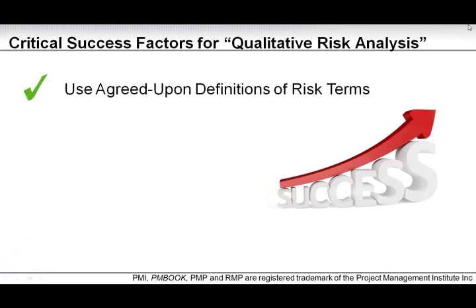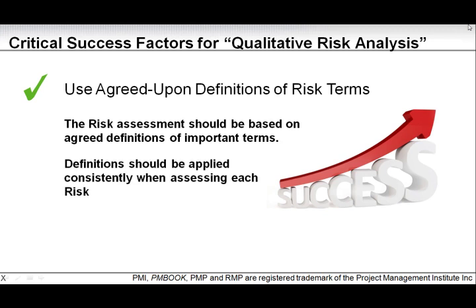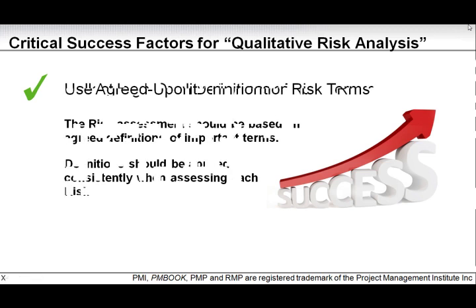We also need to agree on a definition of the different risk terms. So there needs to be use of agreed upon definitions of risk terms. That's another critical success factor. What it means is that the risk assessment should be based on agreed definitions of important terms. Those definitions should be applied consistently when assessing the risk.